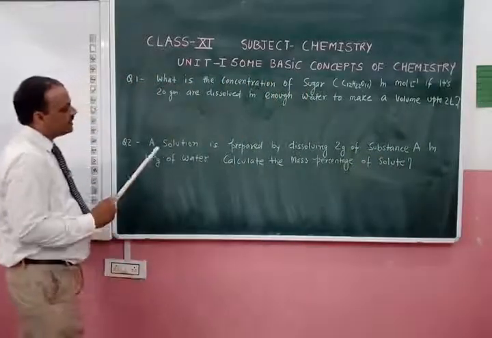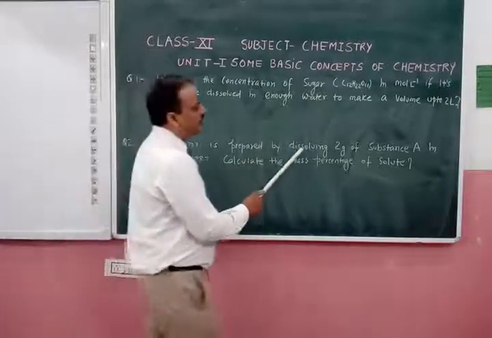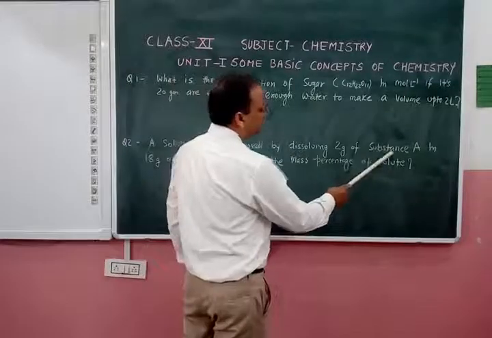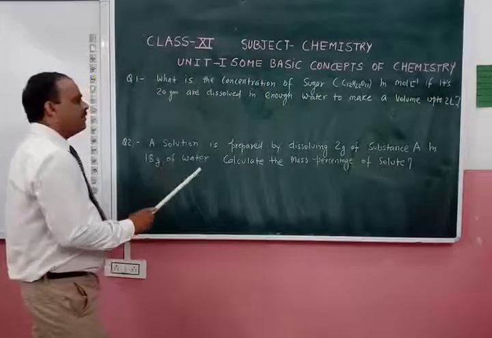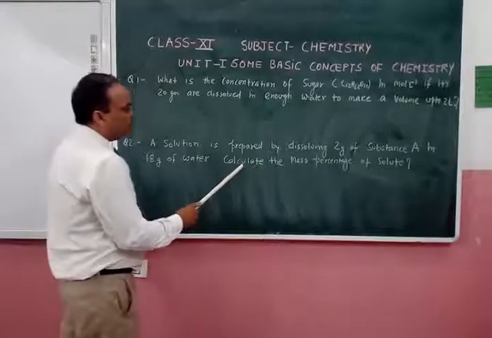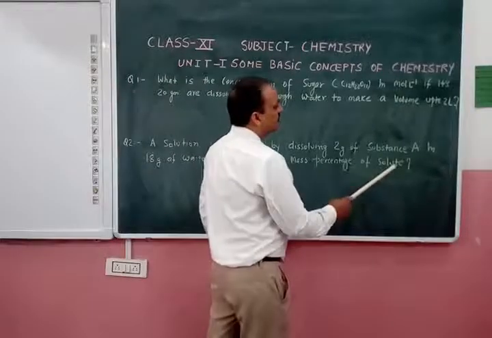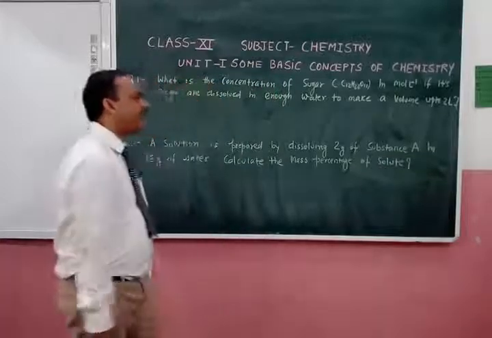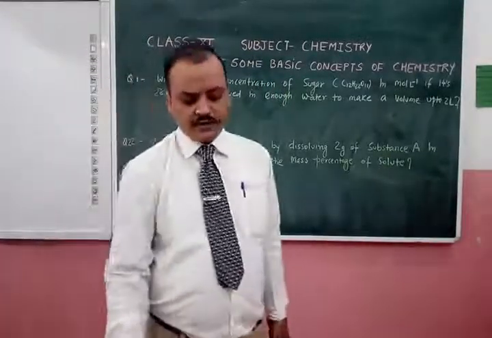Our second question is: a solution is prepared by dissolving 2 gram of a substance A in 18 gram of water. Calculate the mass percentage of solute in this case. So first we solve the first question.